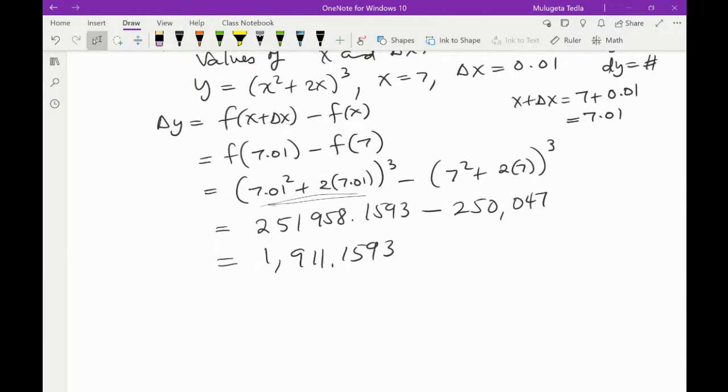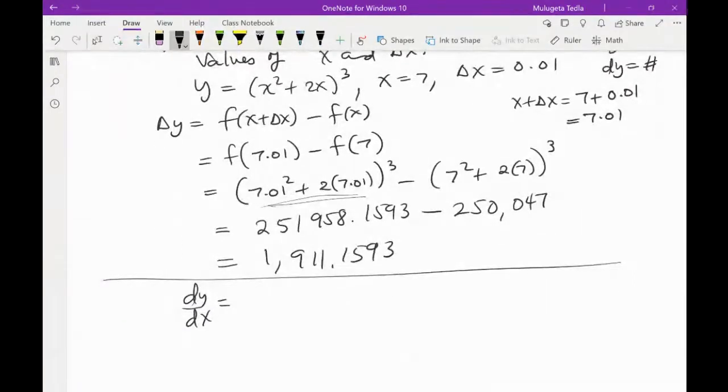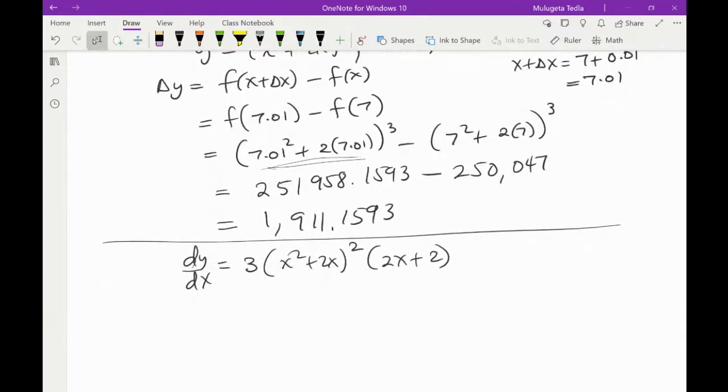But what is dy? dy by dx equal to, let's find dy. We're done with that. No derivatives. What is the derivative? Bring the exponent down, x squared plus 2x, reduce the exponent, times the derivative of the inside, 2x plus 2, right? So this is dy then: 3 times (x squared plus 2x) squared, times (2x plus 2) dx.